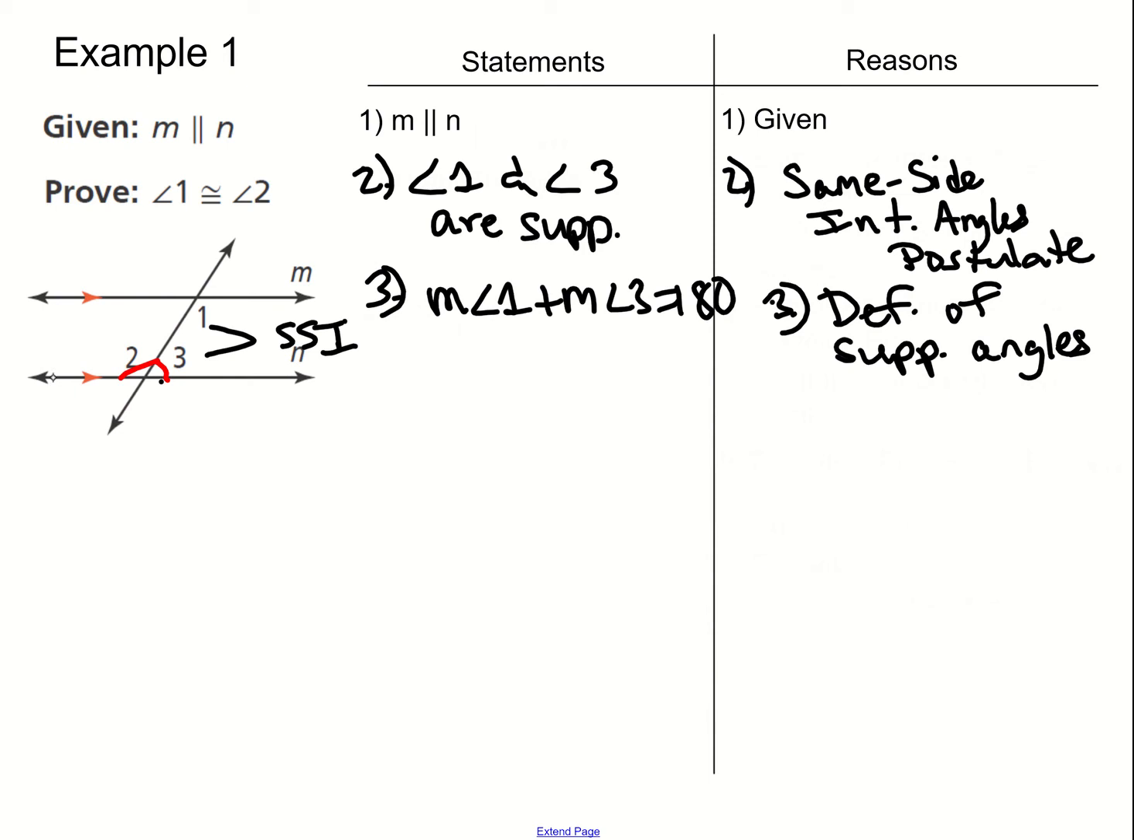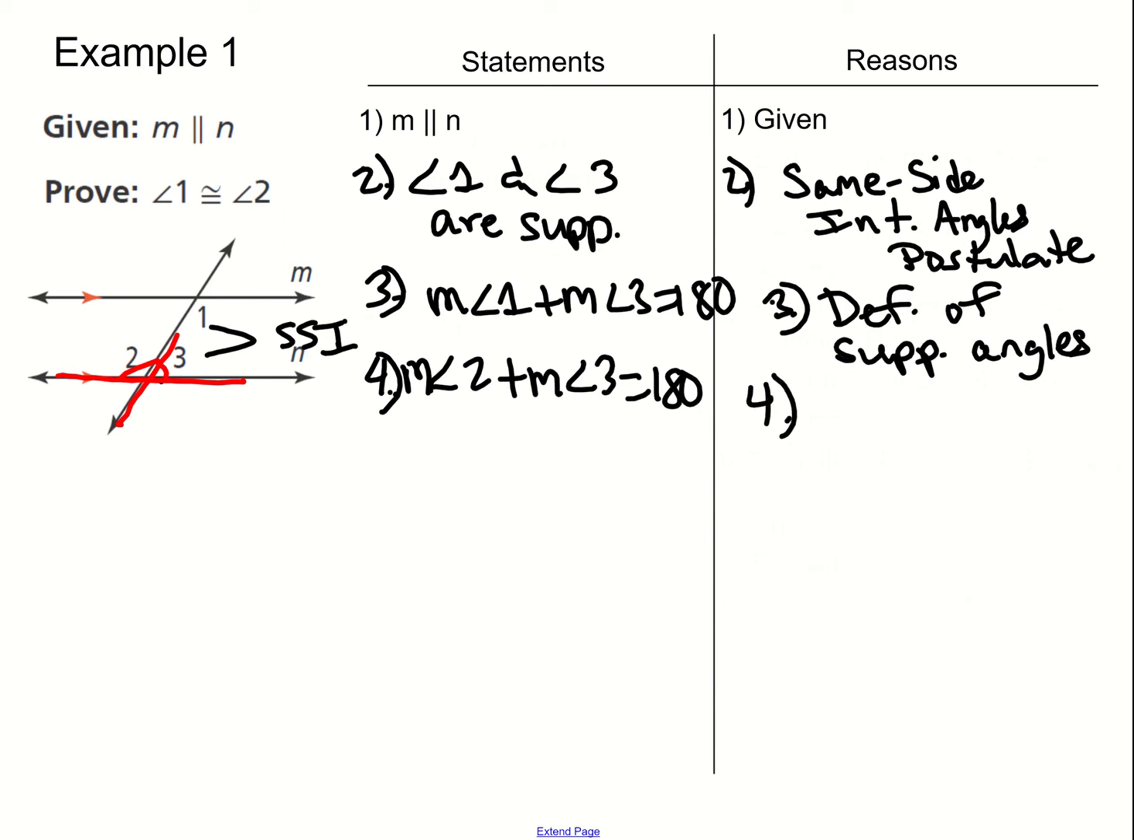Remember that they're a linear pair because they're formed by the intersection of these two lines here, and they're right next to each other, which we call adjacent. So they are actually supplementary. And so we're going to use that, and we're going to say that the measure of angle 2 plus the measure of angle 3 is also equal to 180.